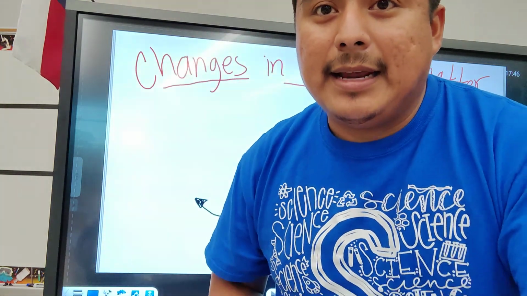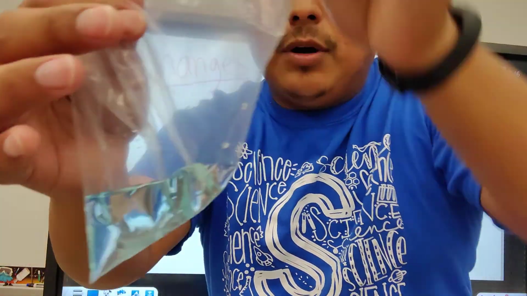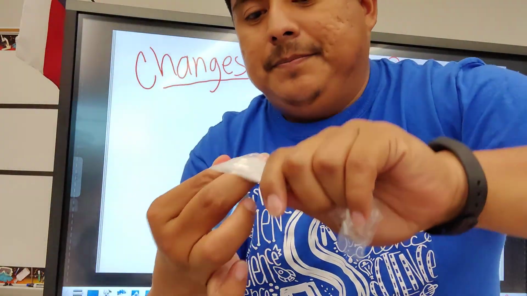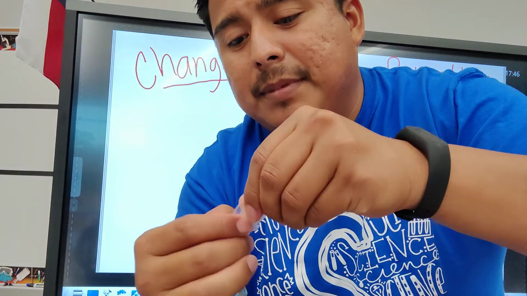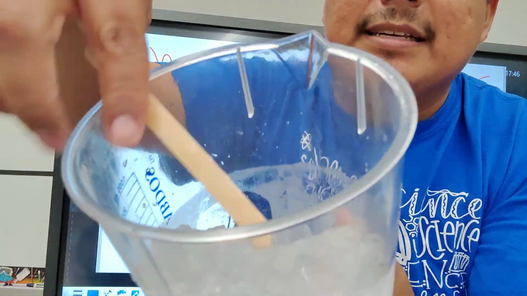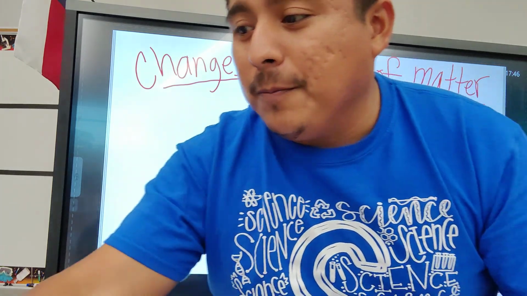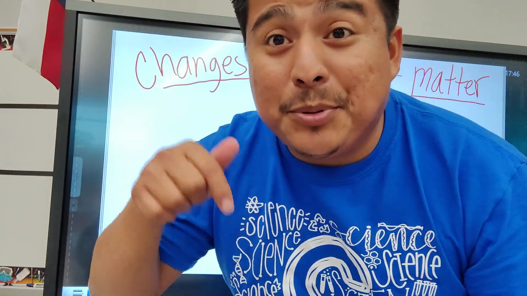Let's go ahead and add. I have water here. I'm going to pour it into a small bag because that's the water I want to turn into a solid. And then I'm going to add it into a container of ice. Now, it's not just ice. If it was just ice, it would never turn into ice because it's melting. So I had to add ice cream salt. Ice cream salt actually brings the temperature down.